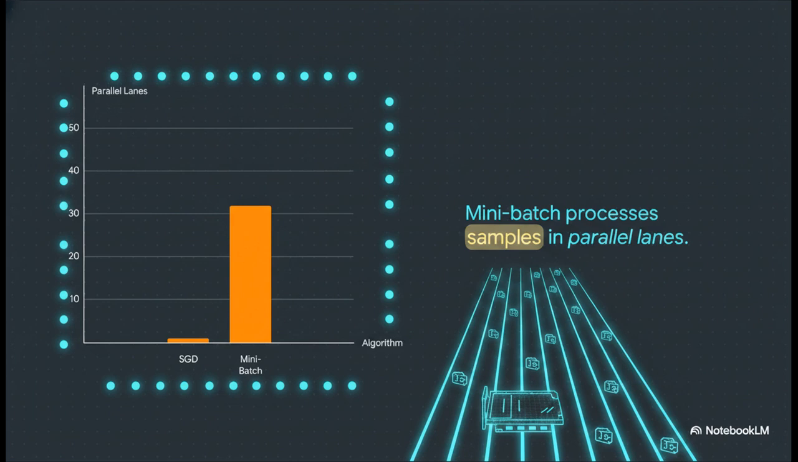Instead of looking at the whole dataset or just one single sample, we look at a small handful, say 32 or 64 samples at once. Mini-batch gradient descent acts like a 32-lane highway, processing small batches simultaneously.